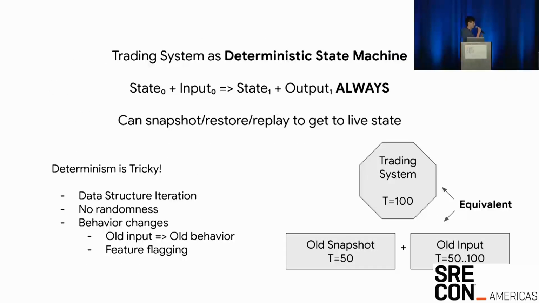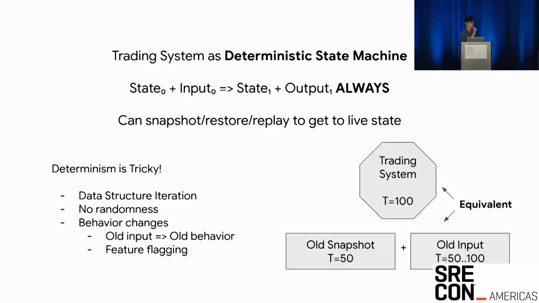Naturally, a mental model we can have for our trading system is to treat it as a deterministic state machine. We're given an initial state plus an input, and it always results in a resulting state and an output. At any time, you can snapshot the trading system state to a file, and you can restore from that file to have a live trading system. Additionally, you can replay from an old snapshot plus some old input to catch up to the live system. So here in the bottom right, the top and the bottom are going to be equivalent.